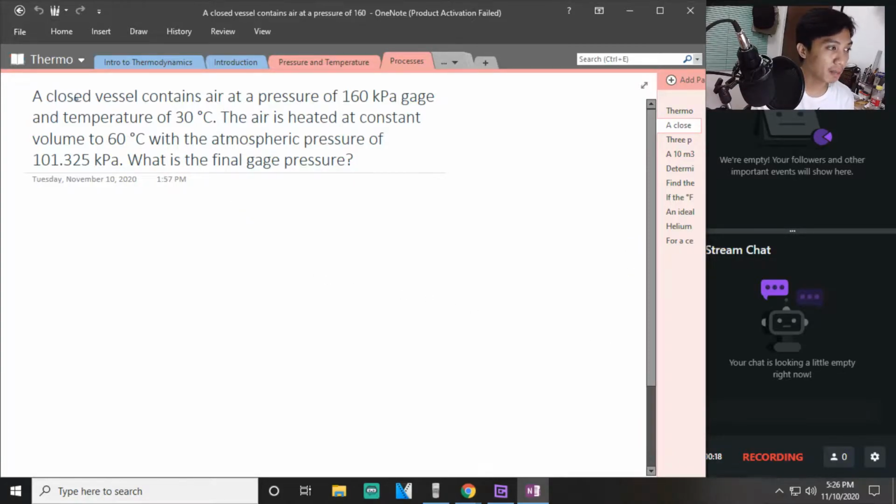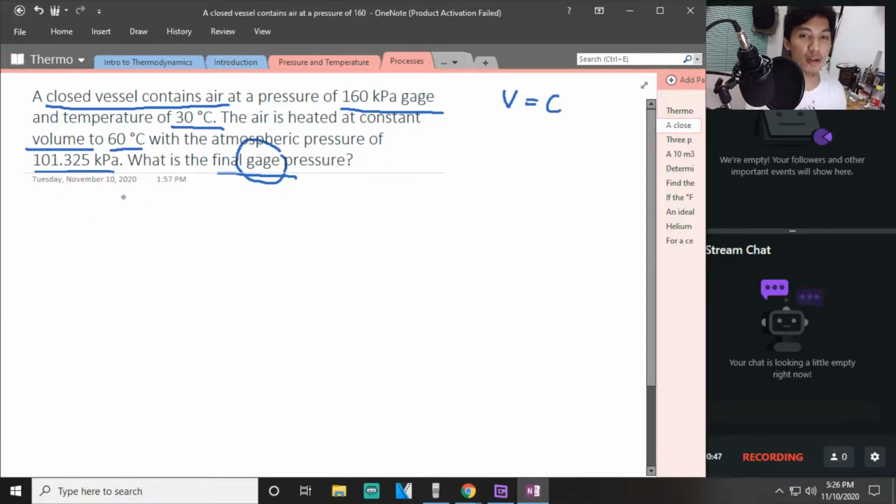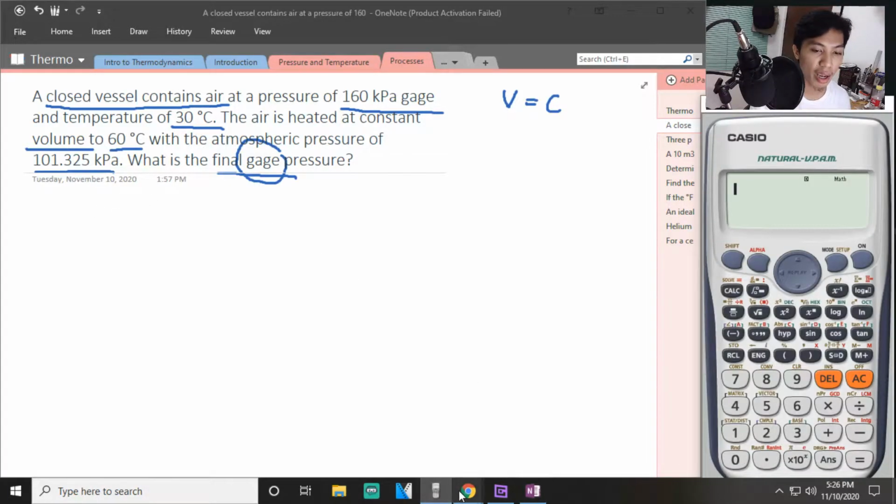A closed vessel contains air at a pressure of 160 kPa gauge and the temperature of 30 degrees Celsius. The air is heated at constant volume. So he gave the process here. Volume constant to 60 degrees Celsius with the atmospheric pressure of 101.325 kPa. What is the final gauge pressure? It's in gauge. Okay? When solving ideal gas problems, what do we do first? We put them into what?